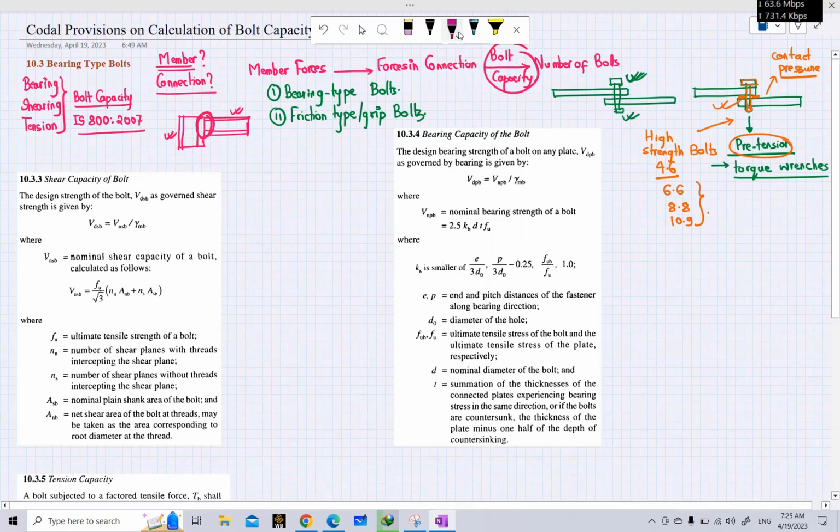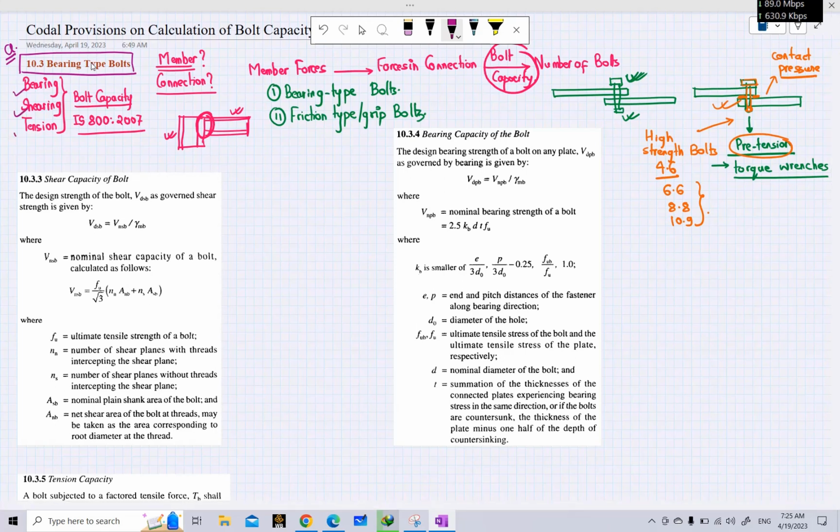Now after knowing this, let's go into the capacity calculation of bolts. We will be discussing bearing type bolts, and the capacity calculation for bearing type bolts is presented in clause 10.3 of section 10 in our IS code. We know that three types of actions occur on a bolt: bearing action, shearing action, and tension forces. So first we are going to see the shear capacity of a bolt. How do you determine the shear capacity of a bolt?